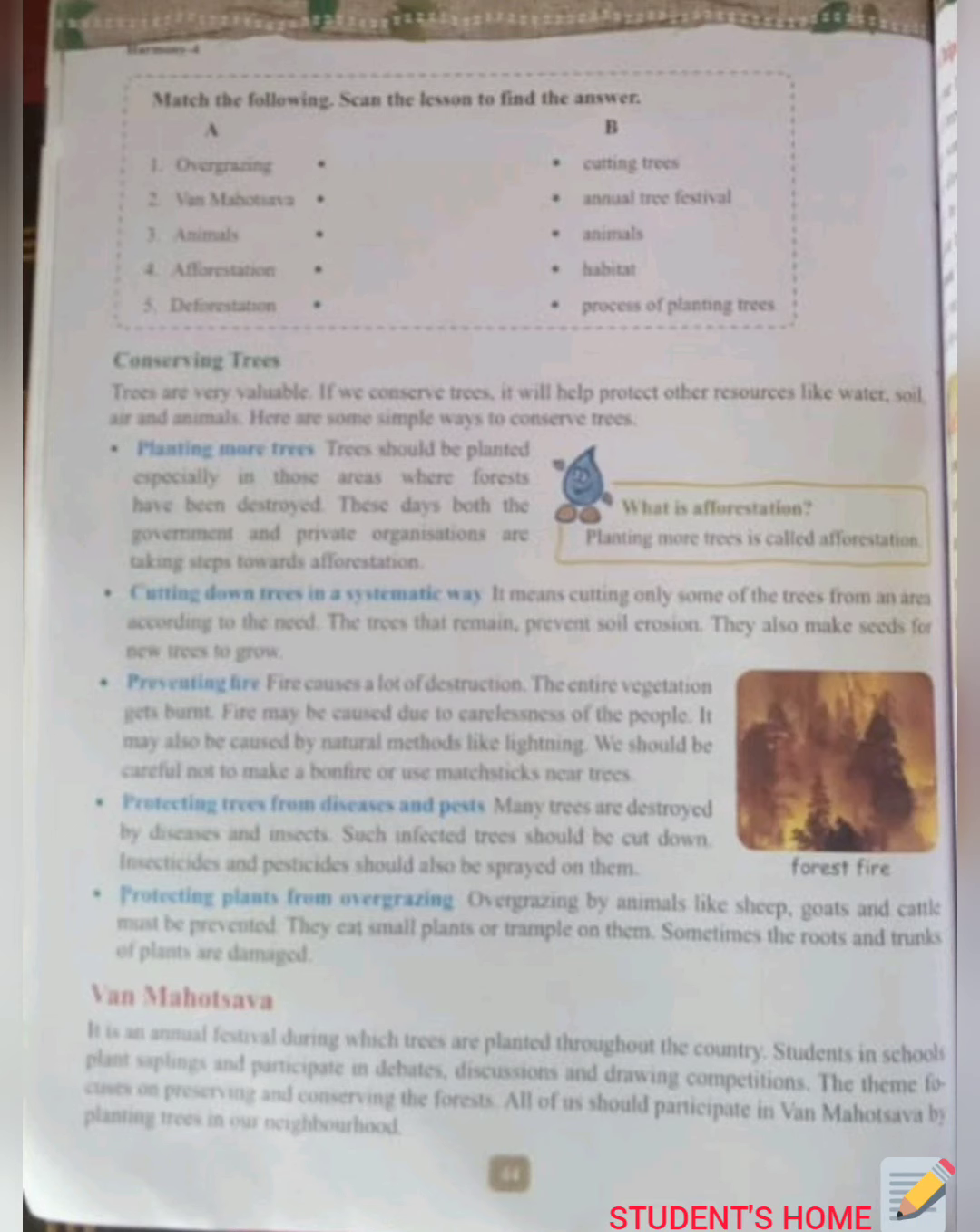Now coming to the next topic, that is Van Mahotsava. It is an annual festival during which trees are planted throughout the country. Students in schools plant saplings and participate in debates, discussions, and drawing competitions. The theme focuses on preserving and conserving the forest. All of us should participate in Van Mahotsava by planting trees in our neighborhood.